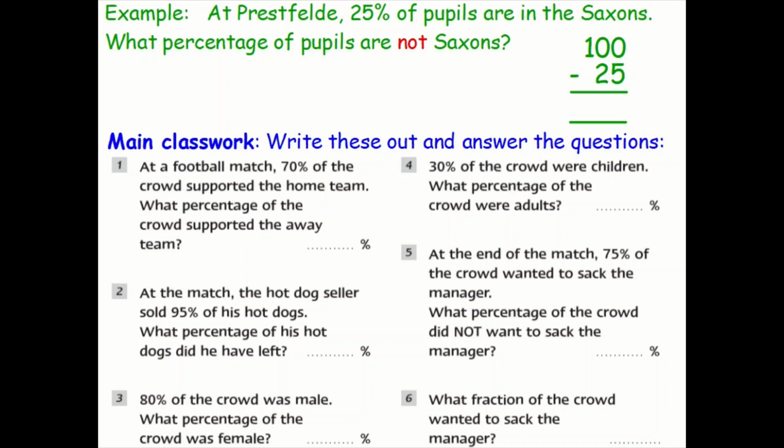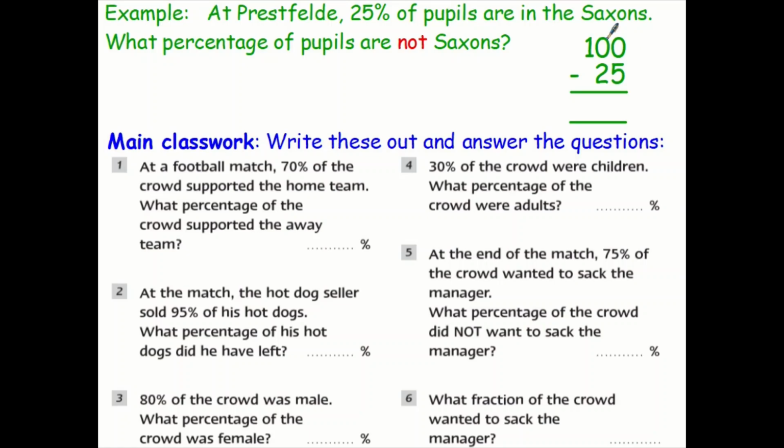So let's have a look at how we do that. We're going to do 100, take away 25. I know that some of you might be able to do that in your heads, but I'm just going to show you it in a column, and that would be a really good idea to do for these questions. So 100, take away 25. Start off with your units or ones column, and 0 take away 5. Can't do that. So I'm going to go to the next column.